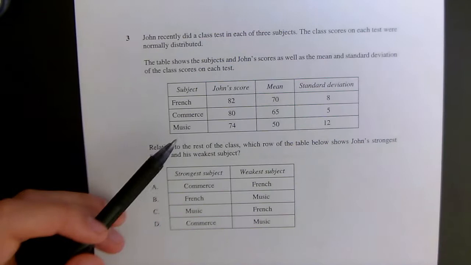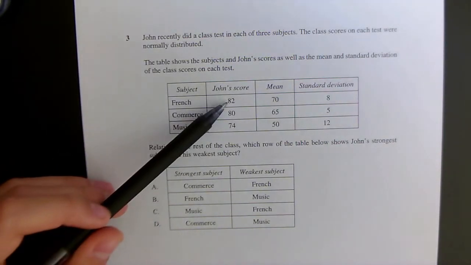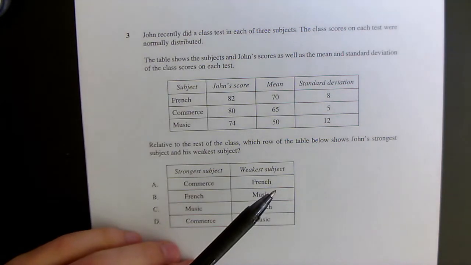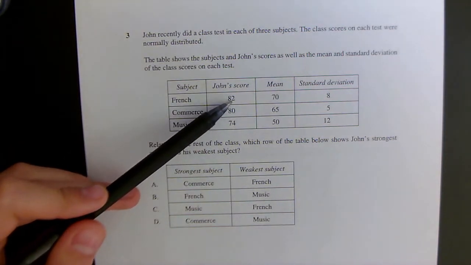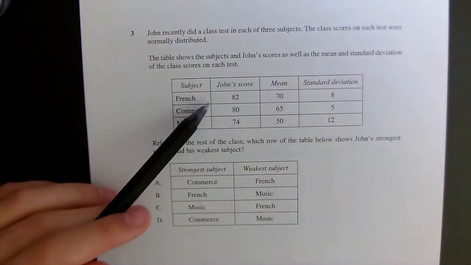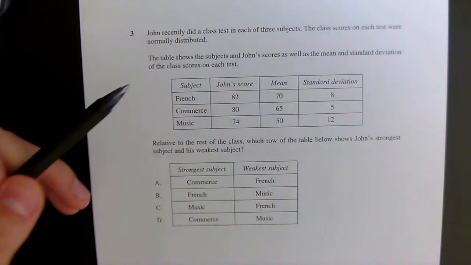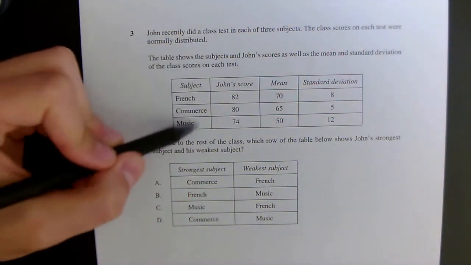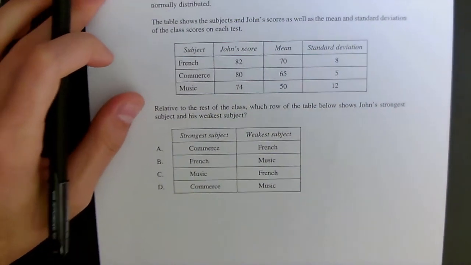Now, it's no use in determining which score was the highest and which score was the lowest. It's not about that. It's more about the z-score. So how far is John's score in relation to the mean, okay? So what we need to do is measure each of these subjects' z-scores and use that to determine which one is the strongest and the weakest.